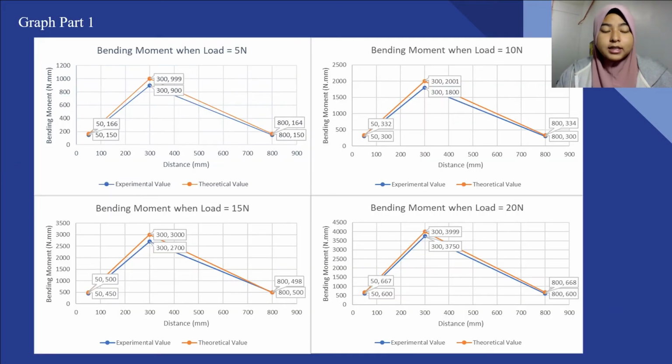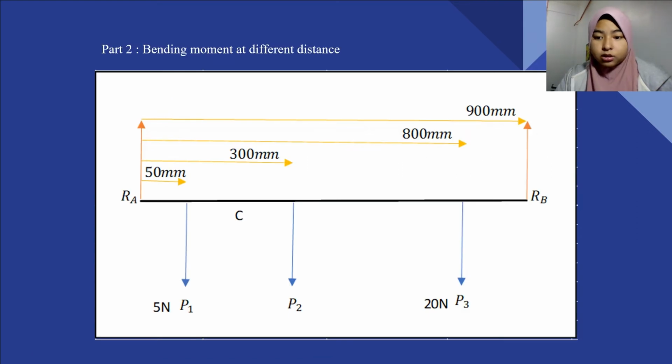As you can see, this is the graph of part 1, which is the bending moment of each load that we use. So for part 2, we'll be observing the bending moment at different distance. So this is the example distance for the first data.